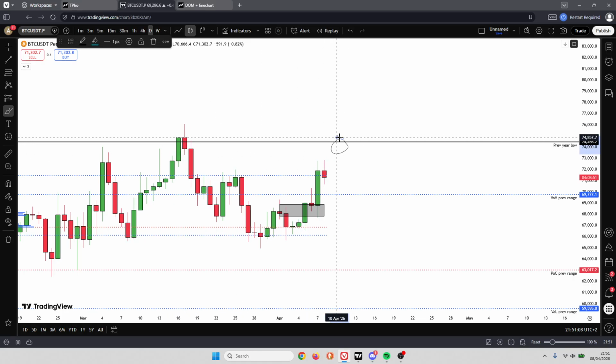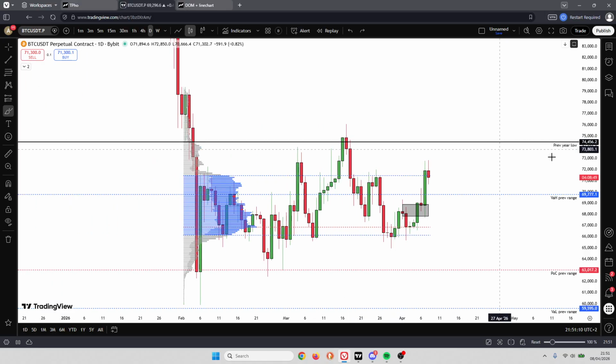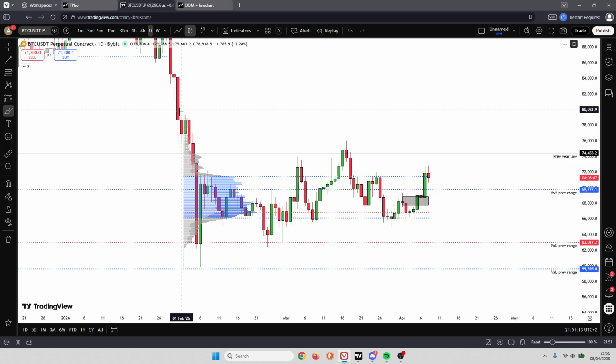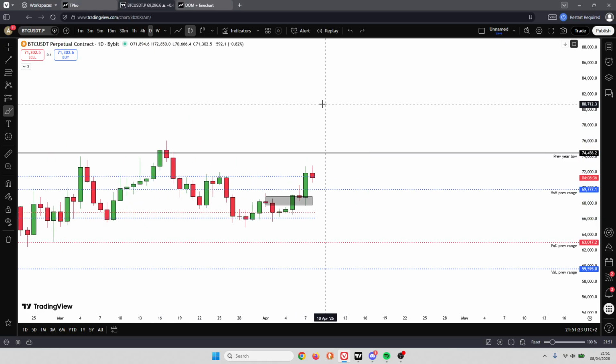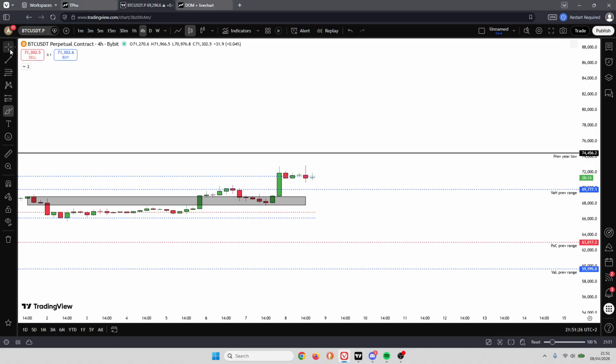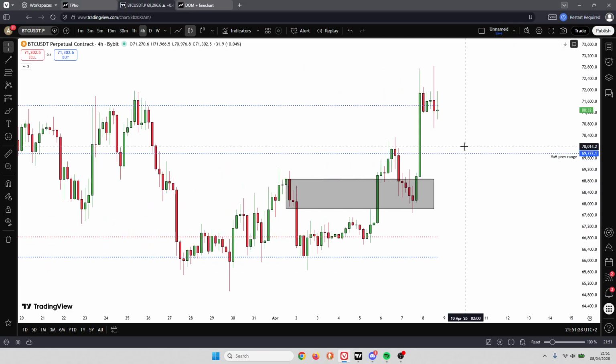Then what should we be expecting again? This to be that resistance, right? If this level gets flipped, we should be looking at the start of this impulse, which is around that 79-80K-ish zone. So now let's go to the lower time frame and let's just look at what is currently happening.